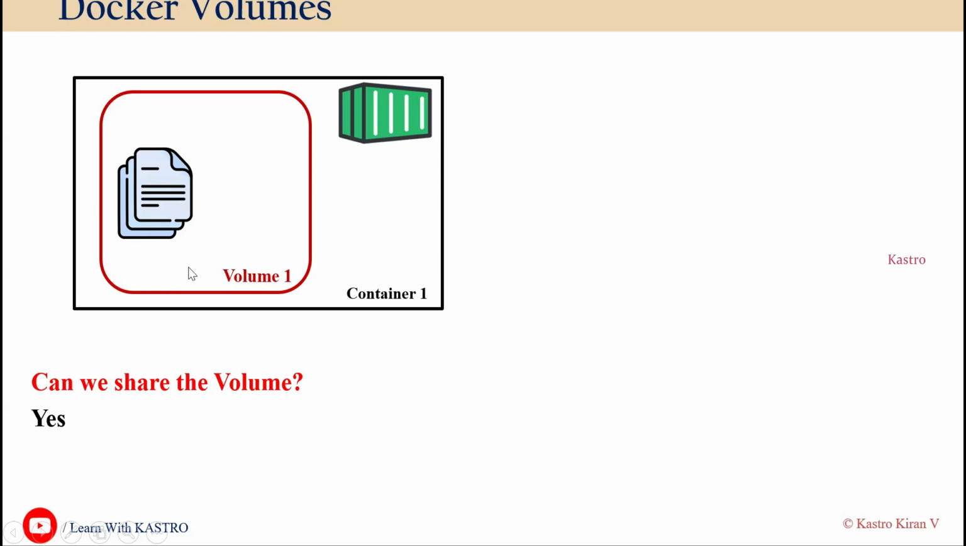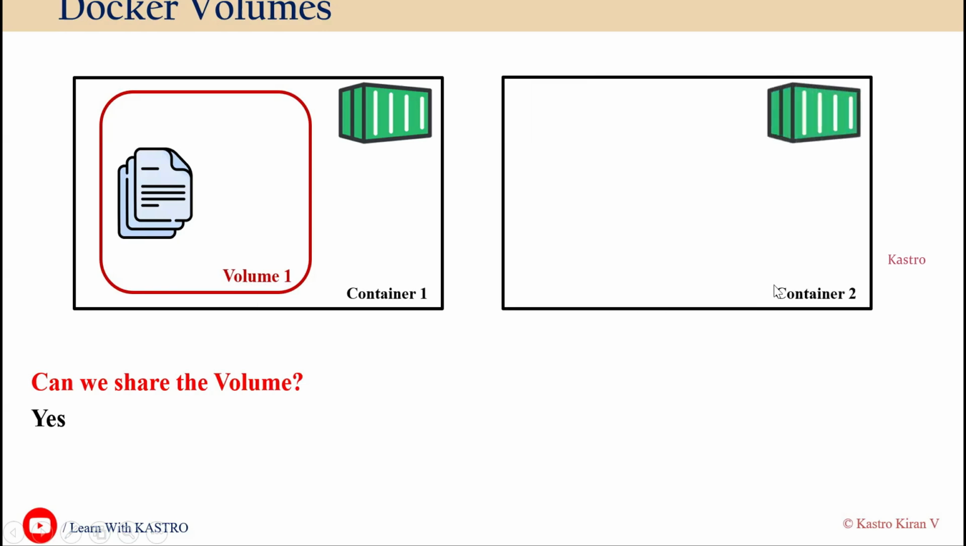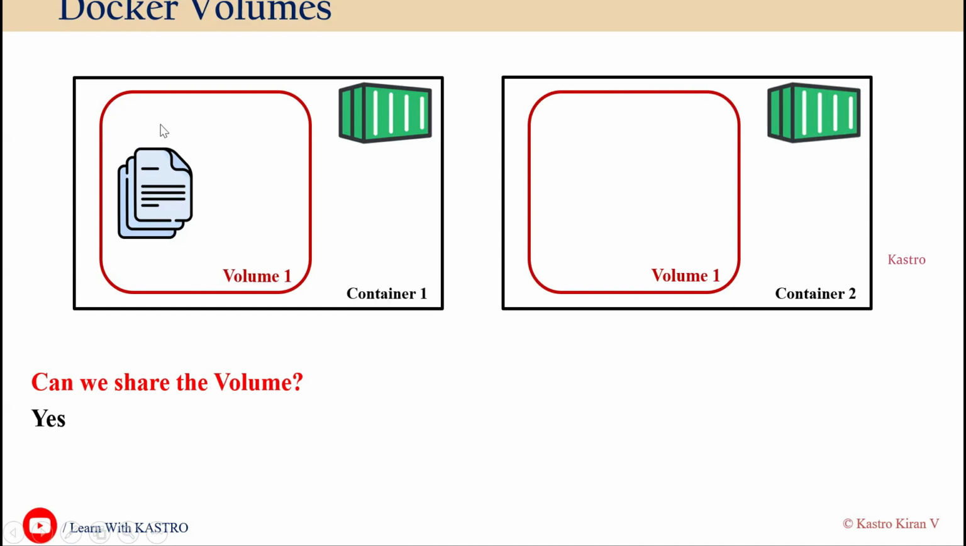That is what we have learned from the Docker volume basics. Now let's assume that I have the second container. Container 2 is there. Now what I want to do, can I share the volume 1, which is available in container 1? Yes, we can share. Let's say I have shared the volume 1. Inside the volume 1, which is available in container 1, three files are there. When I share this volume, the data inside the volume will also get shared.